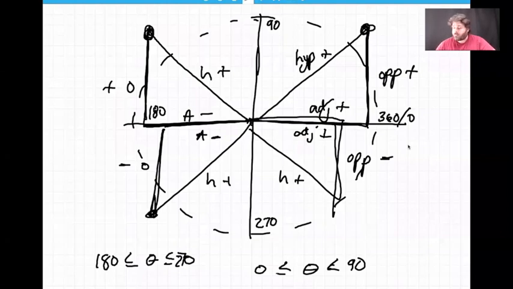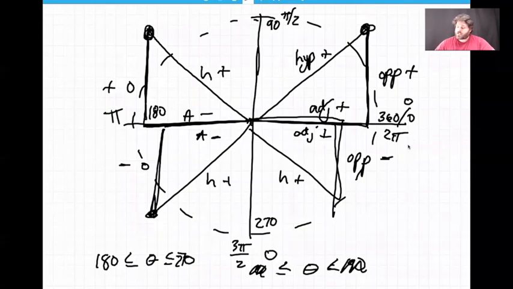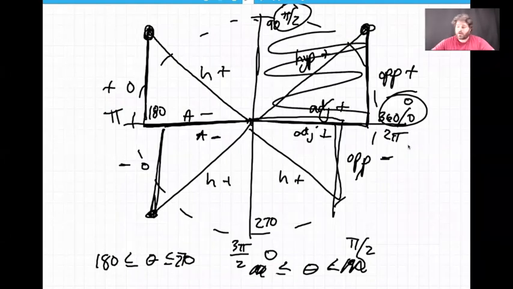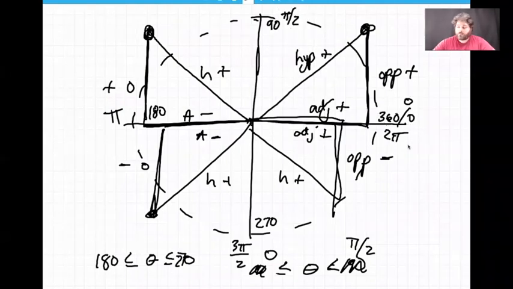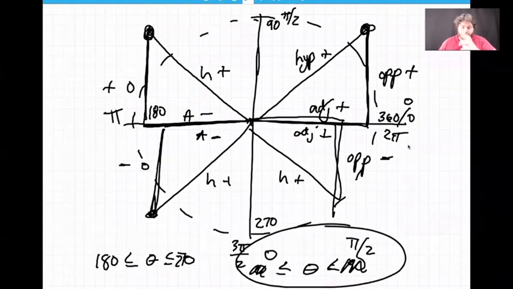Also, they could do radian measures. So remember, this is 0, this is pi over 2, this is pi, this is 3 pi over 2, and this could be 2 pi or 0. So instead of 0 and 90, they could say between 0 and pi over 2. What that means is we're between 0 and pi over 2, so somewhere in this region. Okay, that's what they mean by this restriction between here and here.